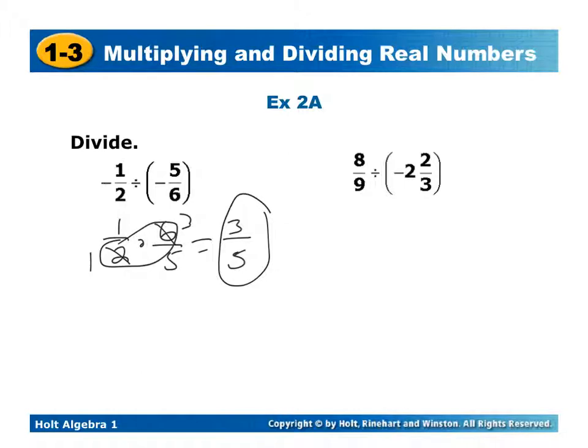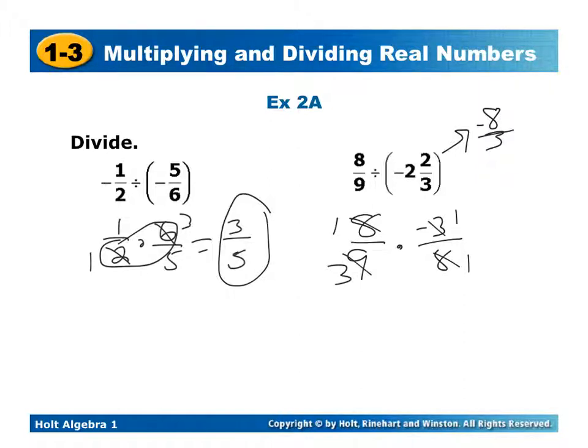Now I'm going to go ahead and pause the video and try the second one on your own. And then when you restart it, you can check. So we're going to leave 8/9, change it to a multiplication. 2 2/3, though I have to remember I have to change it to an improper fraction first. 3 times 2 is 6, plus 2 is 8, so this becomes 8/3, but it's a negative. So when I flip that over, it's going to be negative 3/8. Now here, 8 and 8 are each divisible by 8, 3 and 9 each divisible by 3, 1 times 1 is 1, 3 times 1 is 3, we have 1 negative, so our answer would be negative 1/3.